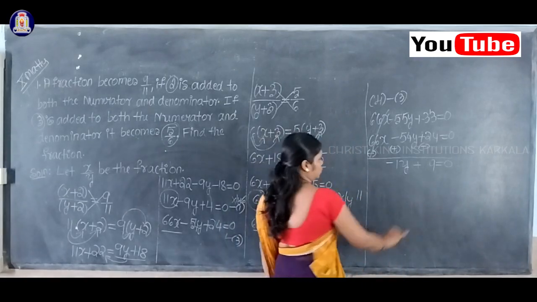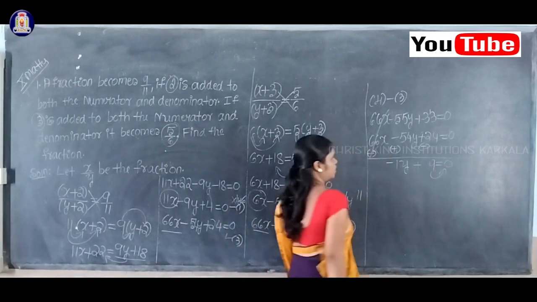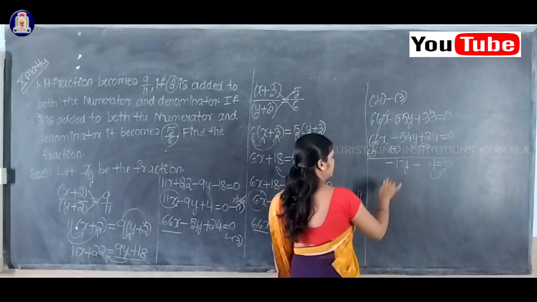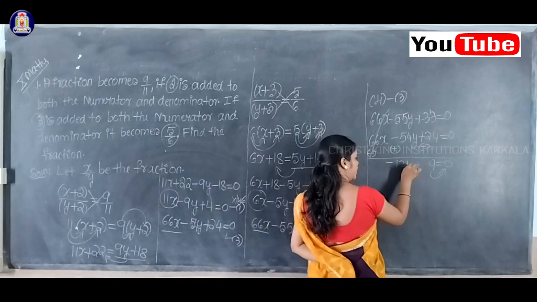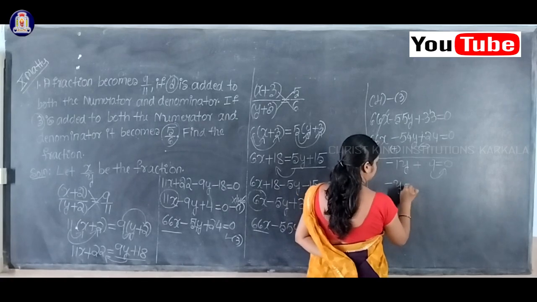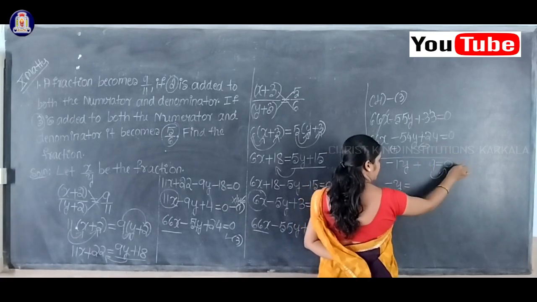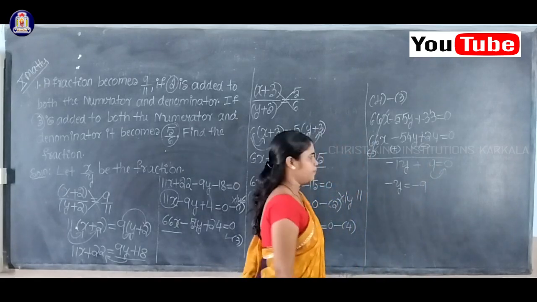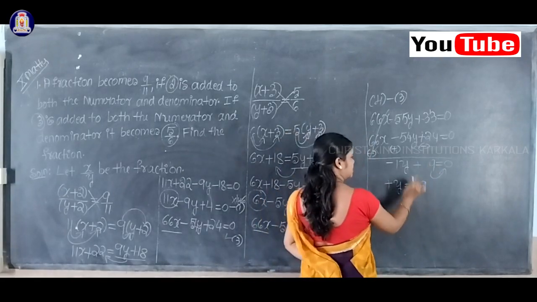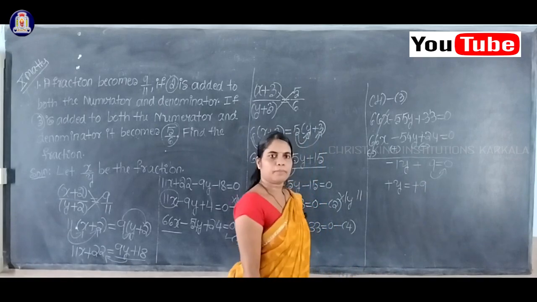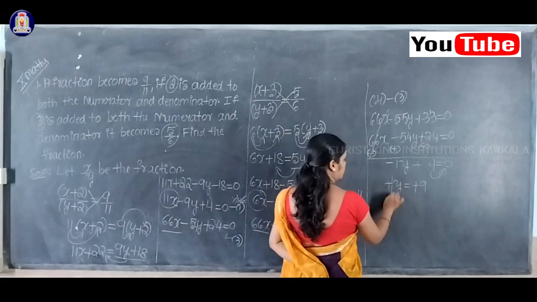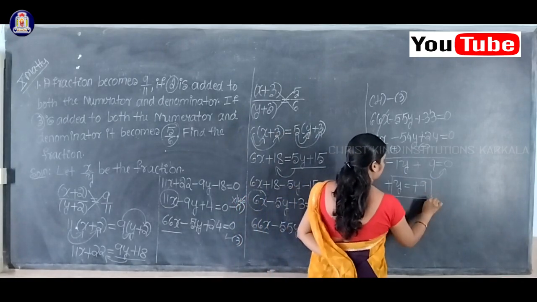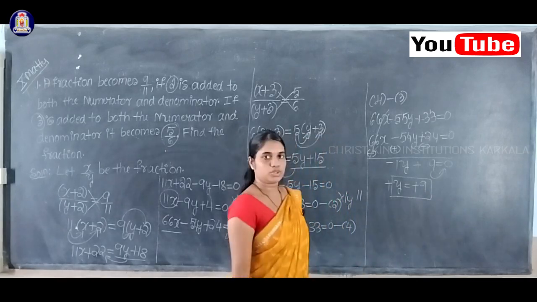So now shift this plus 9 to the right hand side. Then I'll get minus 1 into y, which is nothing but minus y itself, while this plus 9 shifted to the right hand side will become minus 9. Now both sides have minus and minus, so it will become plus. So what is the value of y? The required value of y is equal to 9.